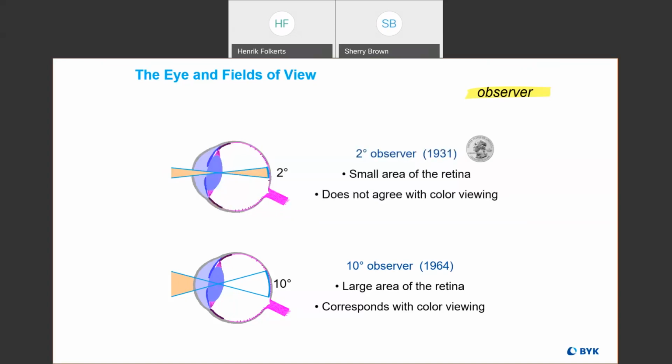If you want to visualize what that field of vision looks like for each of these, if you take a quarter and you hold it out at arm's length, you're looking at about a 2-degree field of vision. And similarly, if you want to simulate a 10-degree observer, you could take a tennis ball and hold that out at arm's length, and that would represent about a 10-degree field of vision.